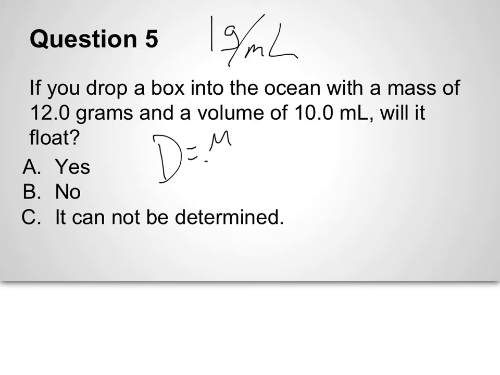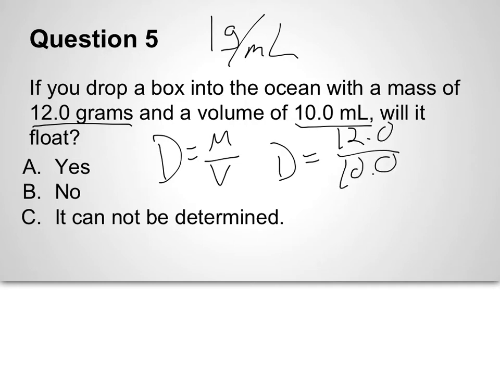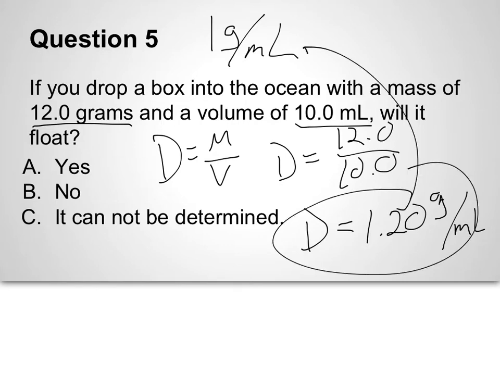Density is equal to the mass divided by the volume. Well, we're given the mass of 12 grams, we're given the volume of 10 milliliters. So if we plug those numbers in, 12.0 divided by 10.0, well, right away you can see that the number on top is bigger than the number on the bottom, which means the answer is going to be bigger than 1. If you do the math, you'll see that it's 1.20 grams per milliliter. Since the answer is bigger than the density of water, this box would sink. So the answer to the question is no, it will not float, it will sink. If the answer was less than 1, it would float.